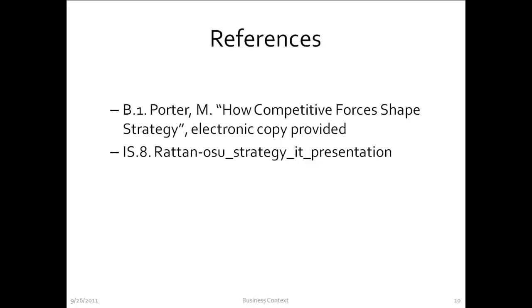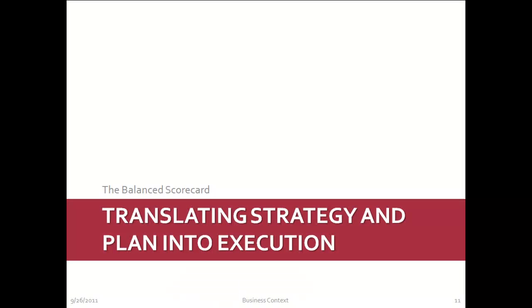Two references have been provided for this portion of the lecture and uploaded to the course site. Please make sure you look at both, and in particular the presentation by Ratan D'Souza, member of the strategy team at Worthington Industries. Now that the enterprise has a strategy, one of cost, differentiation, or focus, and it knows what elements of its value chain to address, how does it translate its plan into execution?